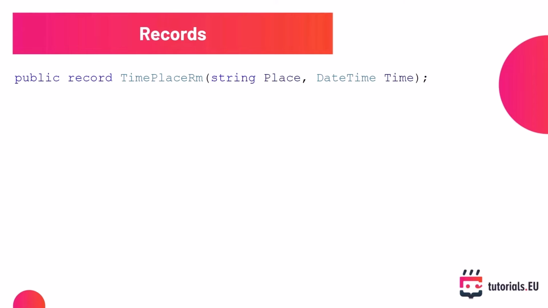So once we have created an instance of that record, you cannot change any fields. In a class, you could simply go ahead and change a field as long as the property is not read-only.